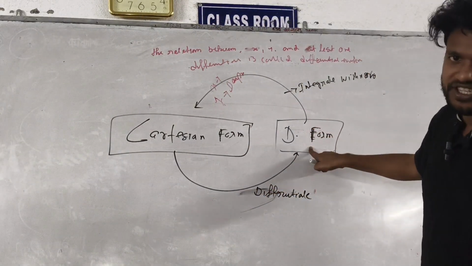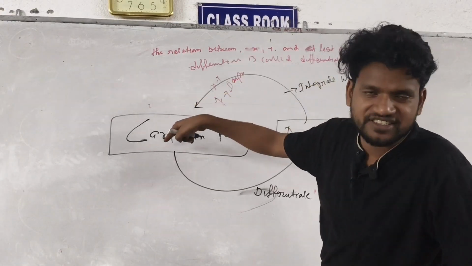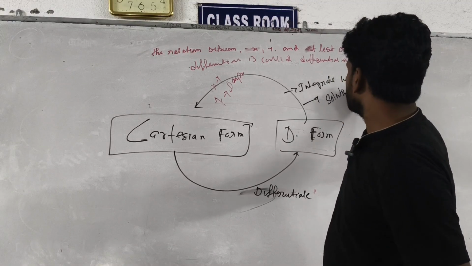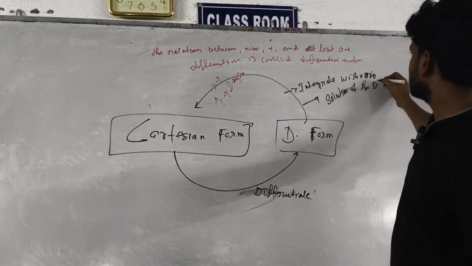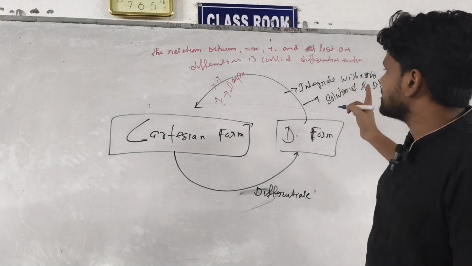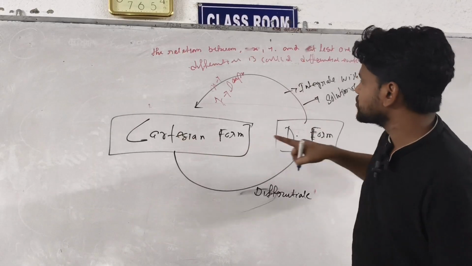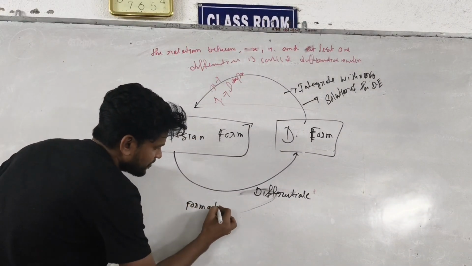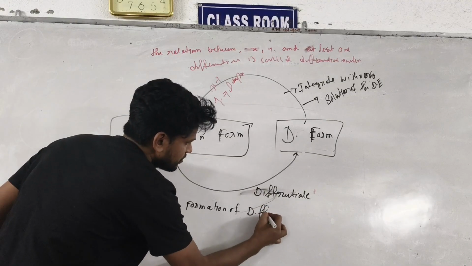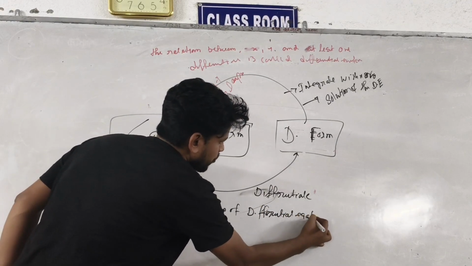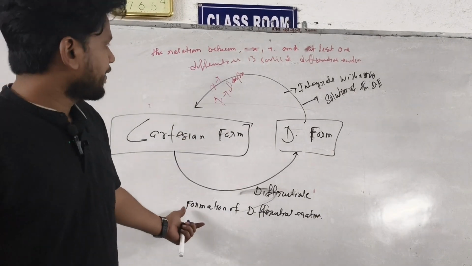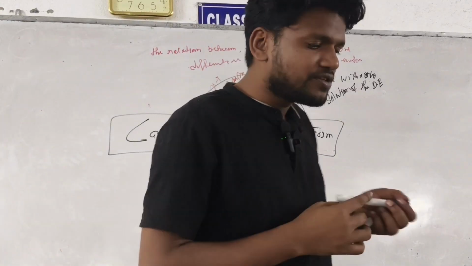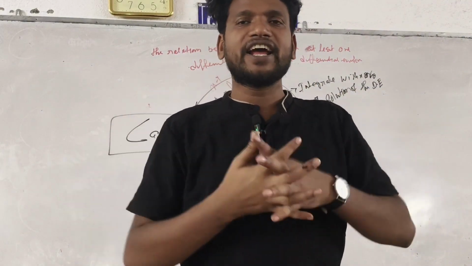So when we go from the differential equation to the Cartesian form, we get the solution of the differential equation. And when we go from the Cartesian form to the differential form, this is the formation of the differential equation. I hope that you understood this method or process. So this is the short introduction of differential equations.